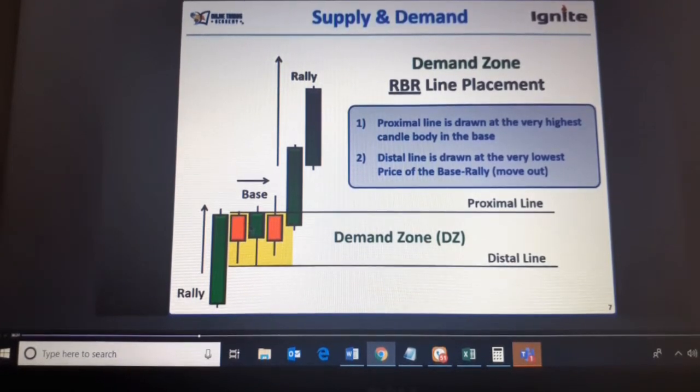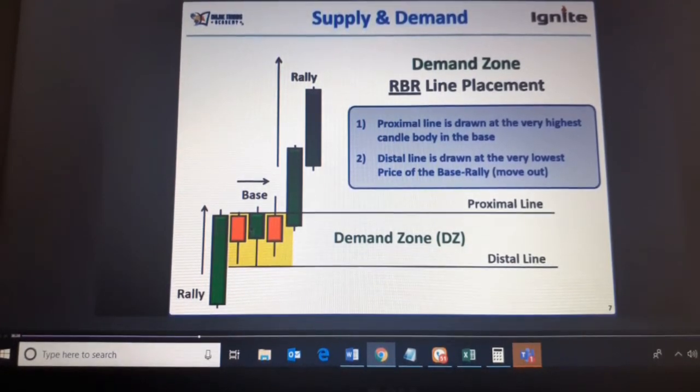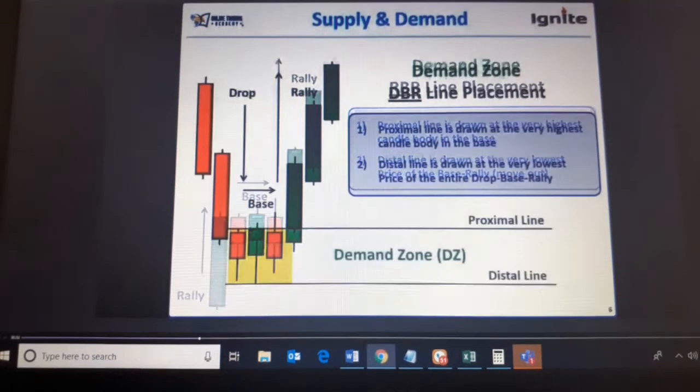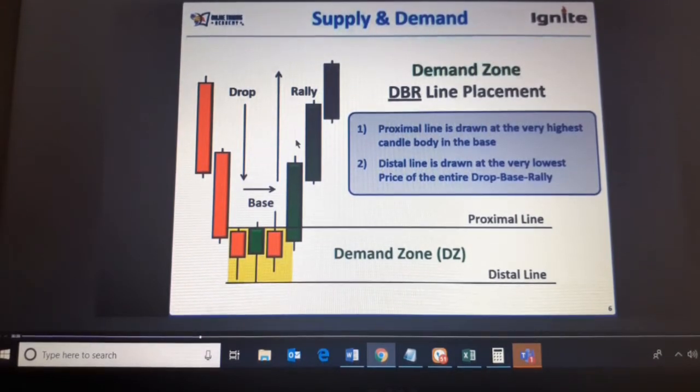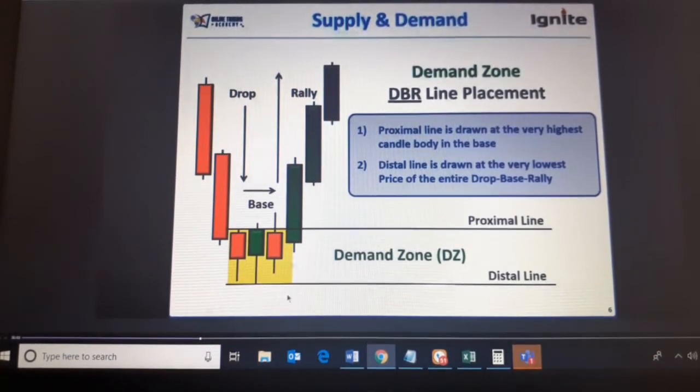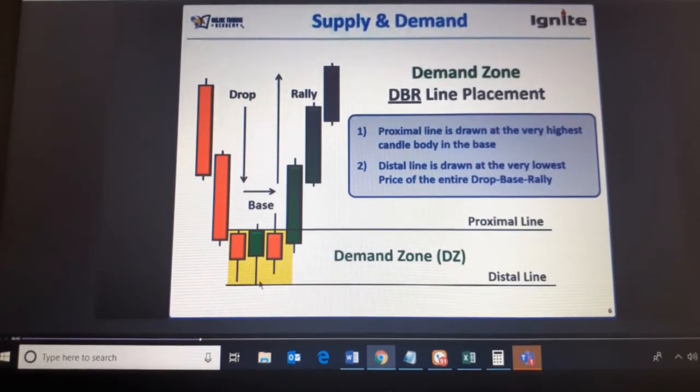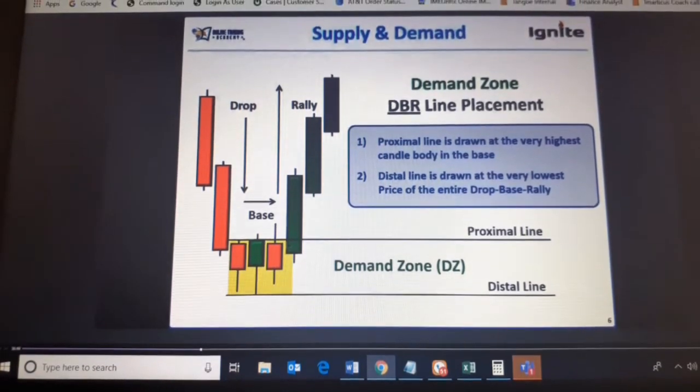You ask me to repeat what happens if the wick of the leg out is higher. If it's higher, then what's the problem? If it's lower than the base, then your distal line will come at this leg out. So the distal line will come at the leg out.